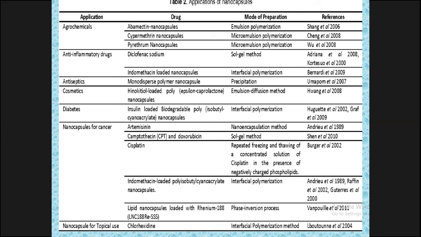The mode of preparation, how to prepare these nanocapsules: emulsion polymerization, microemulsion polymerization, sol gel method, interfacial polymerization, precipitation method, emulsion diffusion method, nanoencapsulation method, the repeated freezing and thawing method, and phase inversion process. The references are given in the last column, which is not required. What is the drug used? What is the mode of preparation? The applications of nanocapsules are given in this table, and this table is important.